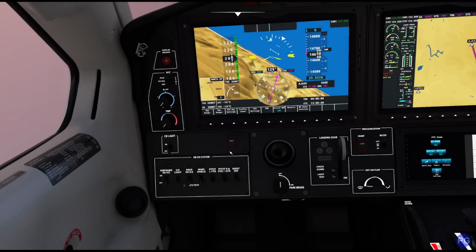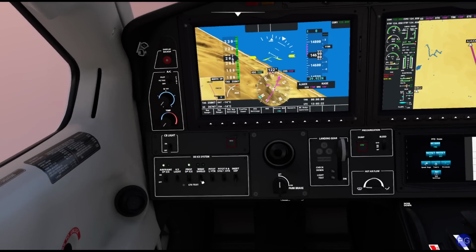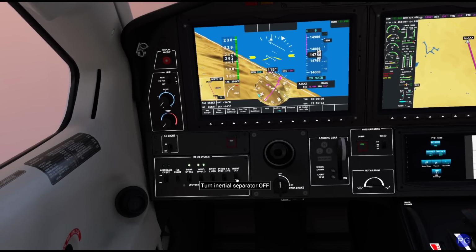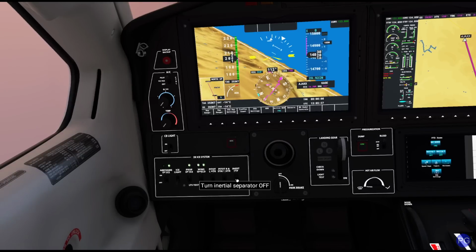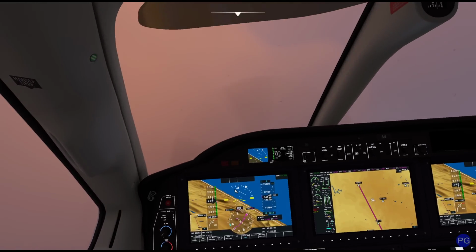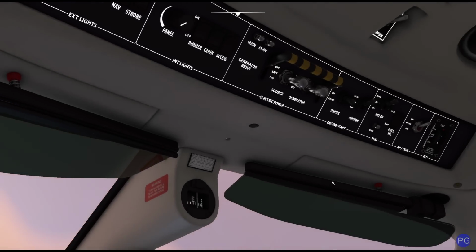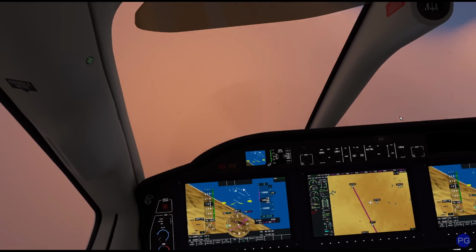All right, next thing I want to do is make sure all my icing technology is online. This is a light, don't worry about it, and the inertial separator. Obviously, we don't want to be causing too much trouble here. We've also got a warning about the auto select. I'm going to go double check why that's being annoying. All right, now we're good to go.